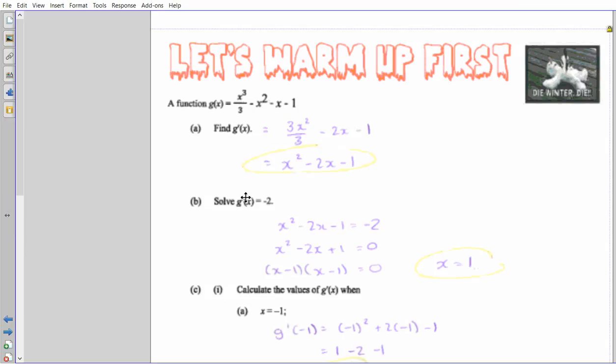Then you're asked to solve g dash of x equals negative 2. So take the gradient function you've got here, set it equal to negative 2. That'll get you a method mark just for doing that, because they want the gradient function set equal to negative 2, not the original function. And then what you're required to do is solve that.